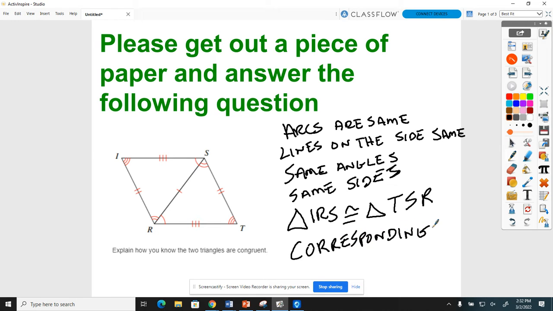Corresponding is a very important word that we're going to use very often. You should have already heard it or seen it often. Corresponding is the order in which these letters have to go in congruency. So one thing you need to take away from this is you just can't be random. You can't just say they have the same lines and the same angles. You have to say the corresponding sides and corresponding angles are the same. Corresponding is the key word there to finish this up.